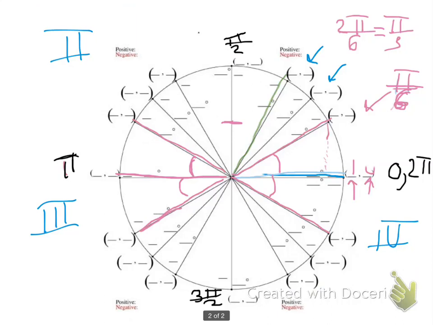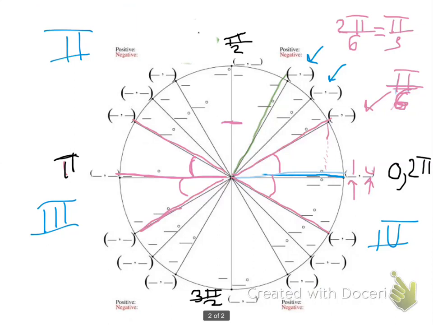You have 3 pi over 6. So if you reduce 3 pi over 6, that reduces to what? Pi over 2, which is already defined at this 90-degree mark. So we're just going to keep counting. We're going to add 1 pi over 6 until we get to one of our angles.